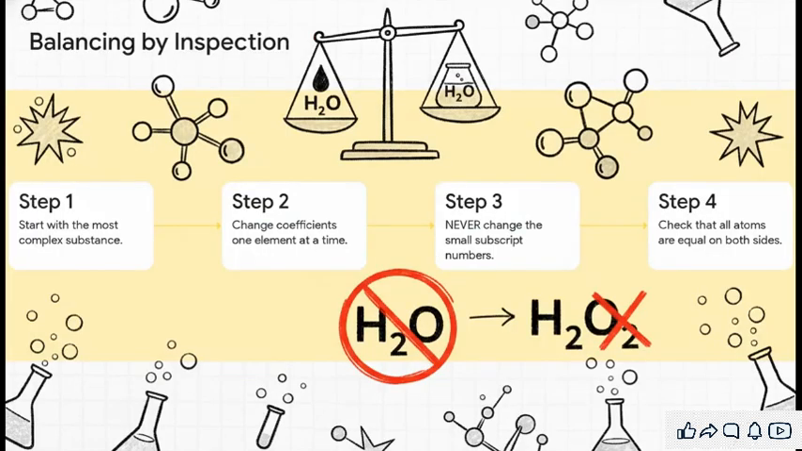So how do we make sure everything balances out? Well, the most common way is something called balancing by inspection, which honestly is just a smart way of saying trial and error. But the most important rule here, the one you can never break, is number 3. You can never change the small subscript numbers. Why? Because that would change the actual ingredient. It'd be like changing H2O, water, to H2O2, which is hydrogen peroxide, a totally different and much more dangerous substance.